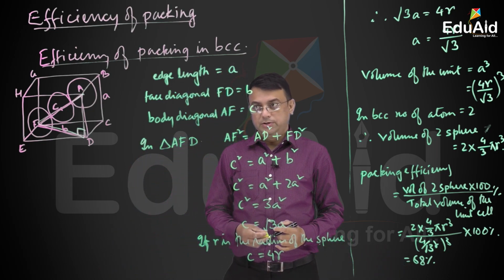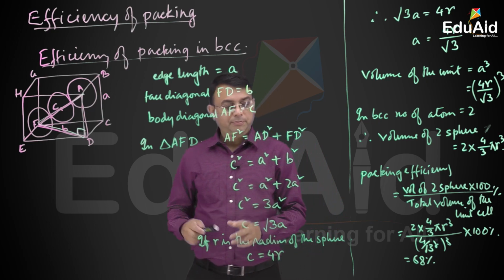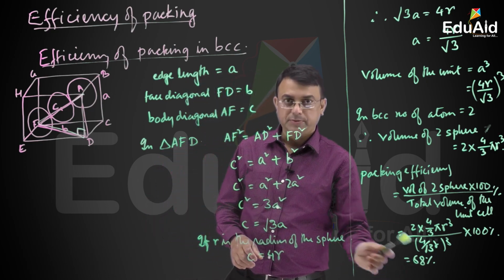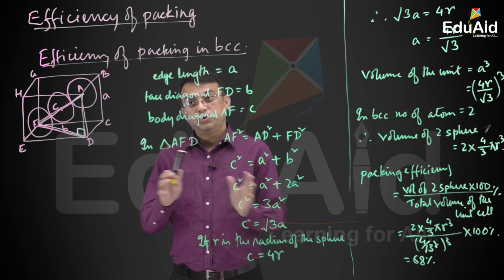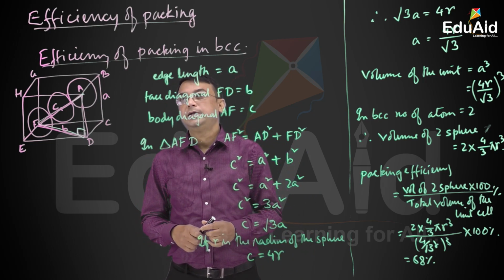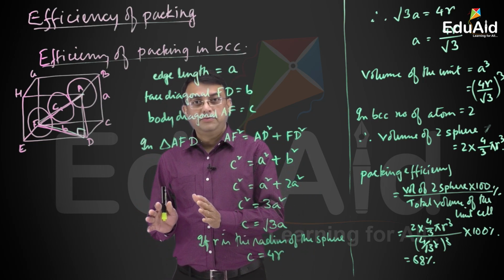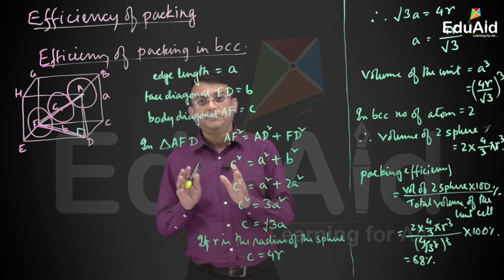Alright. So in BCC, the total space occupied is 68% and the remaining percent remains vacant. In FCC we have seen 74%, in BCC we have seen 68%. After this we will come to the next part, that is packing efficiency in the primitive unit cell.